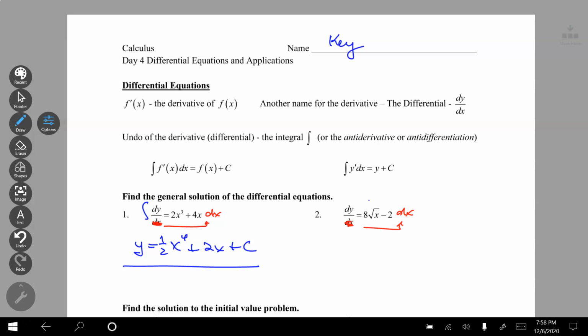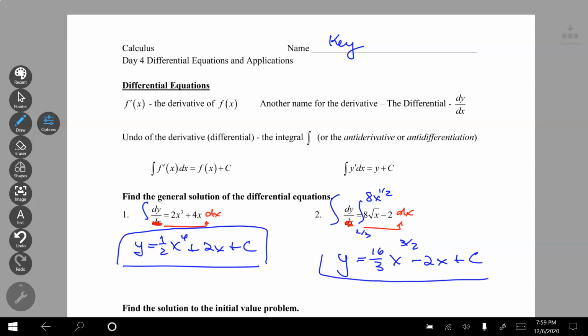And on this one, I should write this as x to the 1/2. So I take its antiderivative, and I get y equals, let's see, it's x to the 3/2, and the reciprocal of that is 2/3. 2/3 times 8 is 16/3 minus 2x plus c. And those are my two general differential equations or antiderivatives.